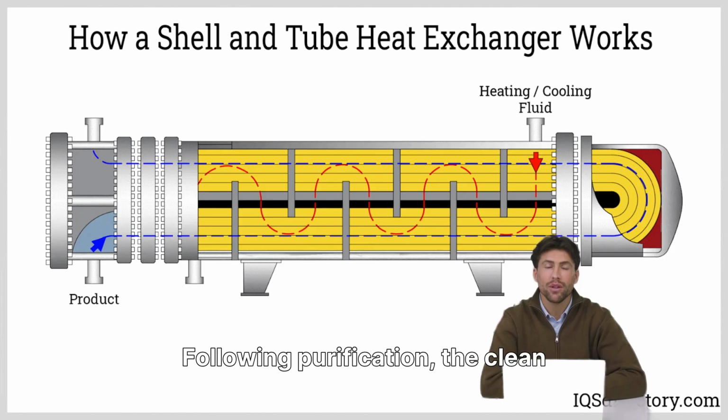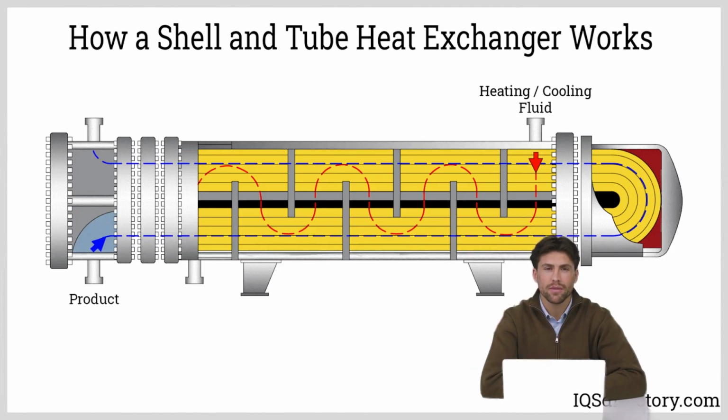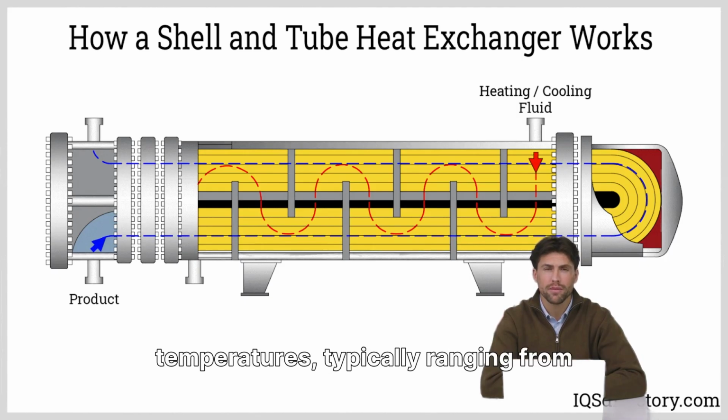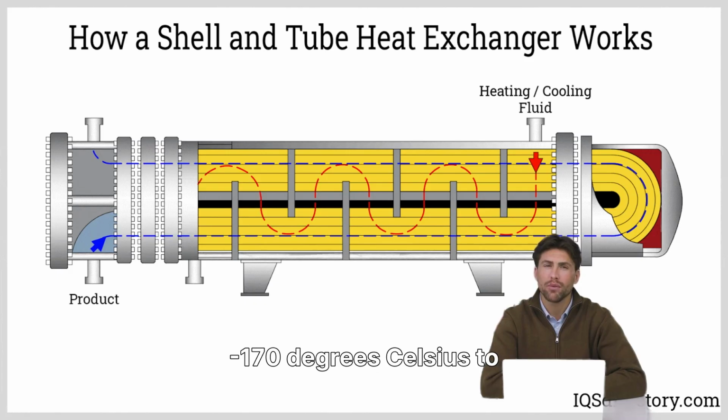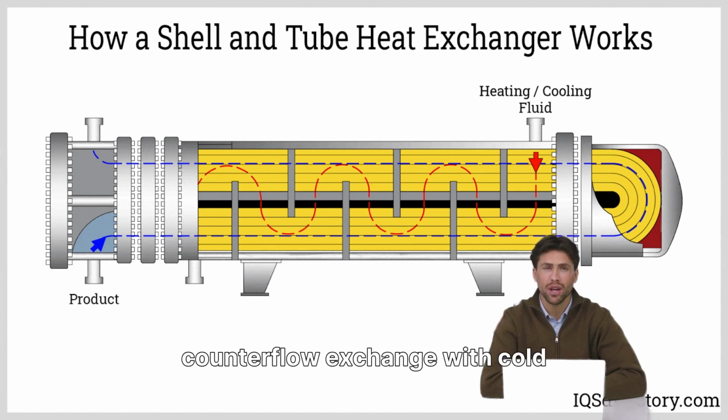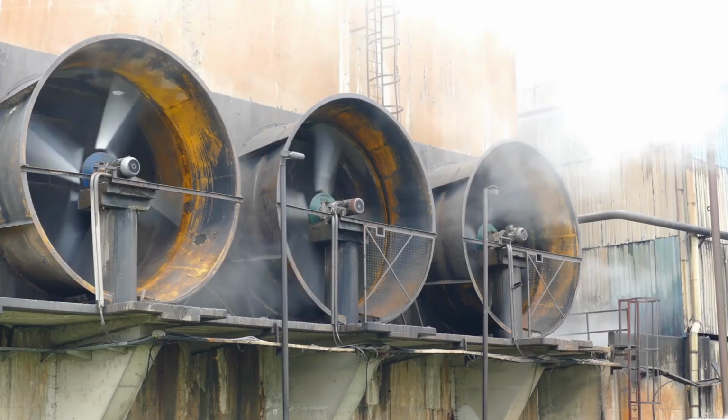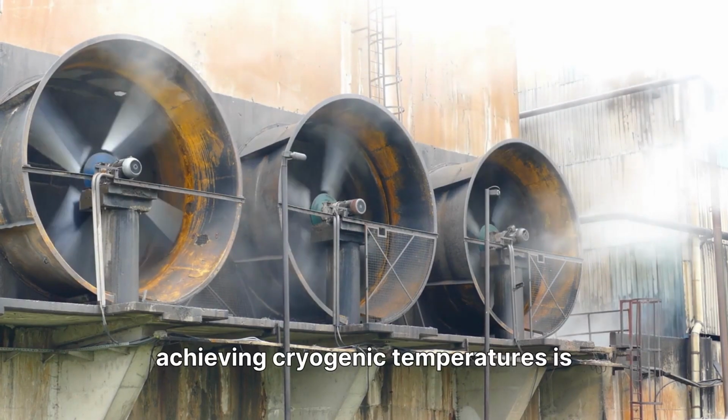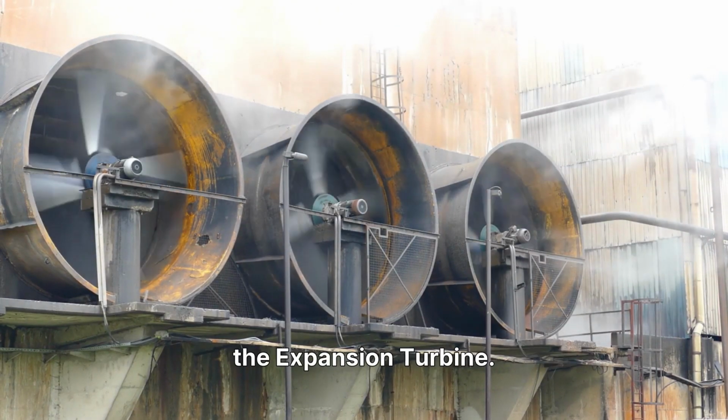Following purification, the clean air is directed into a series of heat exchangers. Here, it is progressively cooled to extremely low temperatures, typically ranging from -170 degrees Celsius to -190 degrees Celsius. This cooling is achieved through a highly efficient counterflow exchange with cold waste nitrogen streams, maximizing thermal energy recovery within the system. A crucial component in achieving cryogenic temperatures is the expansion turbine.